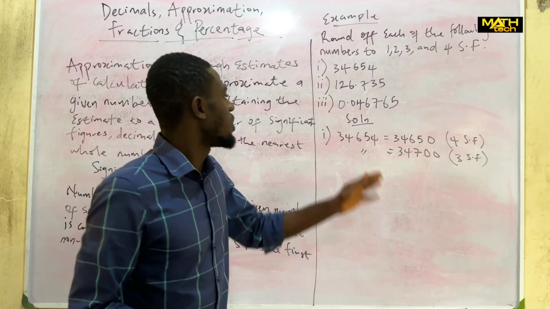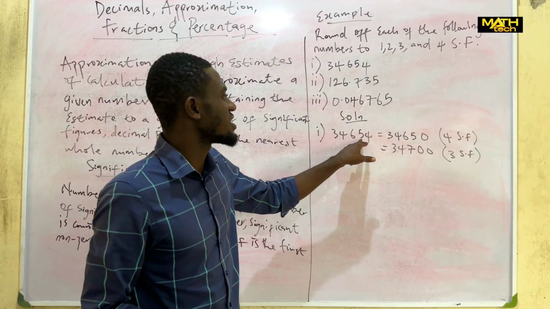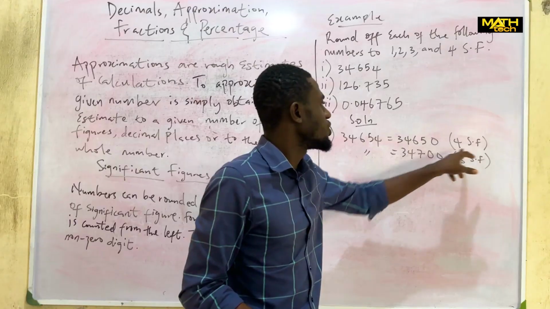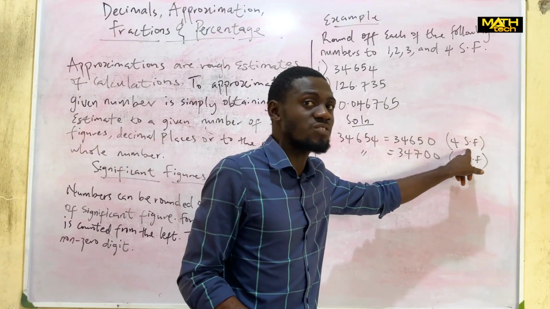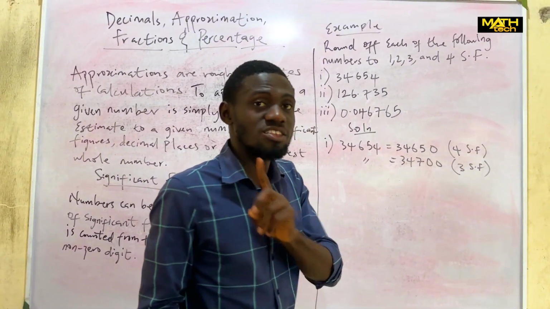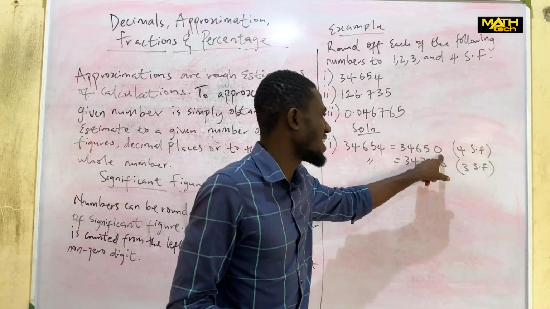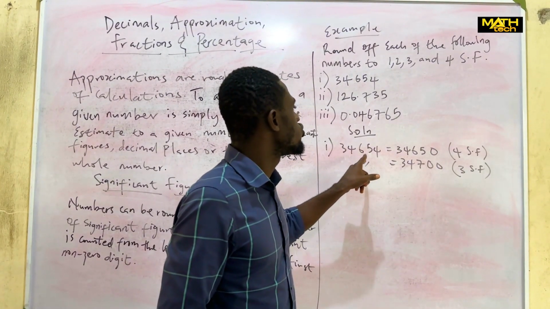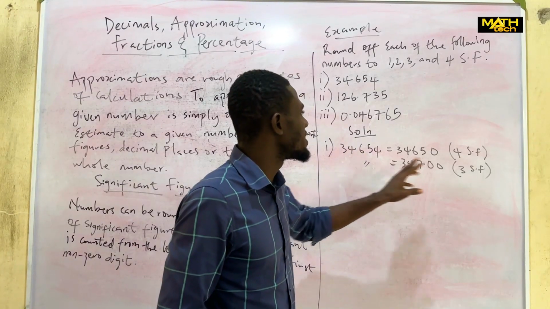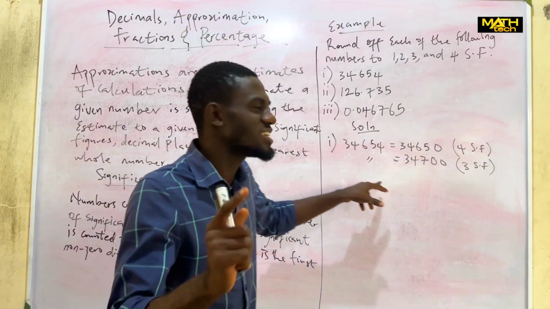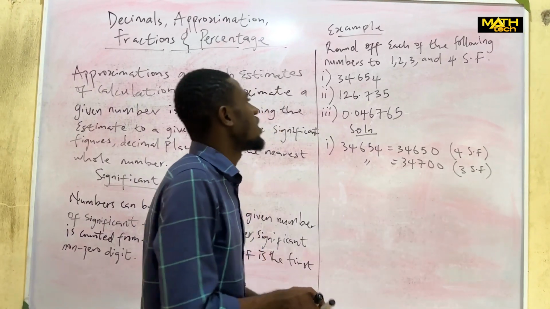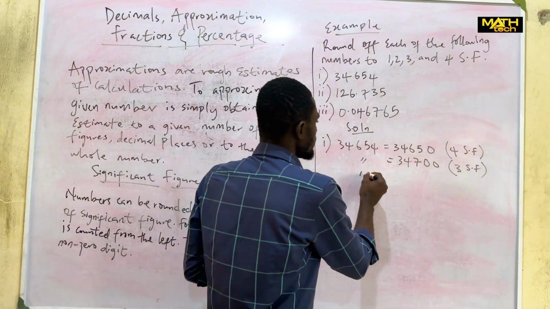Now, this is just a concept of place values. Now look at this. This is 34,654. If you are rounding this to 4 significant figures, you are rounding it to the nearest tens. When you are rounding it to 3 significant figures, you are rounding it to the nearest 100.